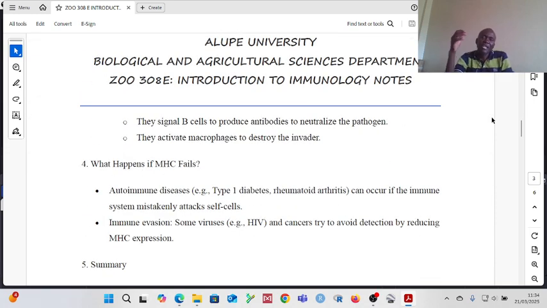So the activation of the immune system, to bring forth the immune response, they signal B cells, so that these B cells can now lead to the production of antibodies. Then the antibodies produced are the ones that will now neutralize the pathogen. Okay. So they will signal the B cells to produce antibodies. Then those antibodies will lead to neutralization of that bacteria or parasite.